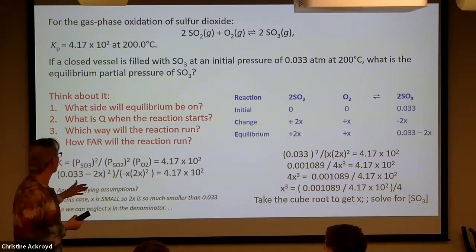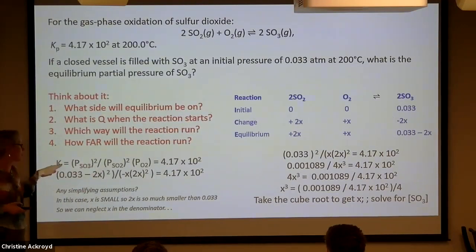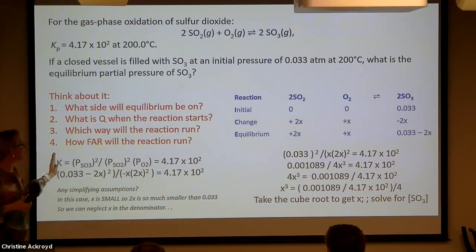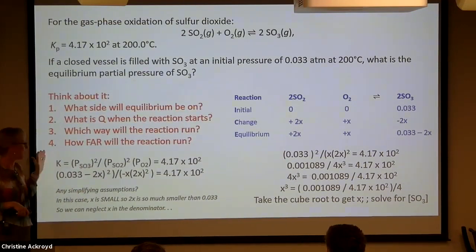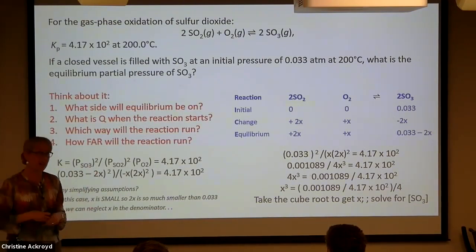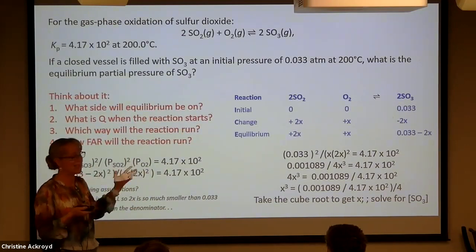Go through the trouble of checking the numbers you get at the end to make sure that you get K. Now, that doesn't work every time. If I have the wrong K expression, if I forget to square something like that, you're still going to come up with the wrong answer. But if you set up your K expression appropriately, that should help you.